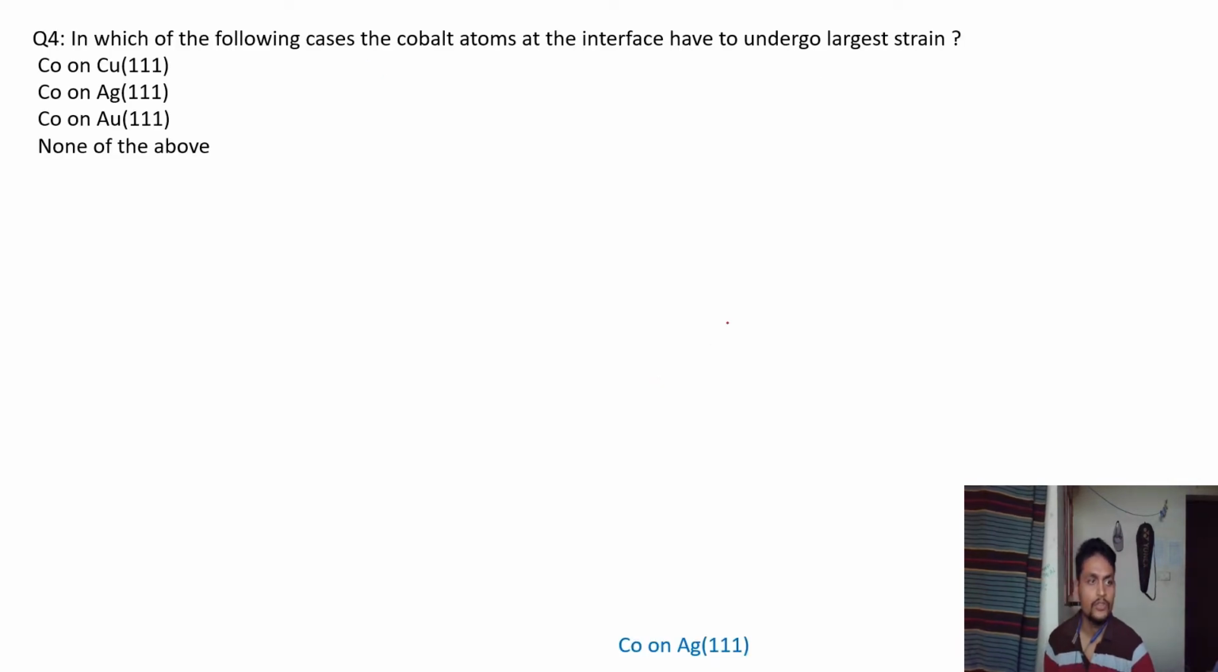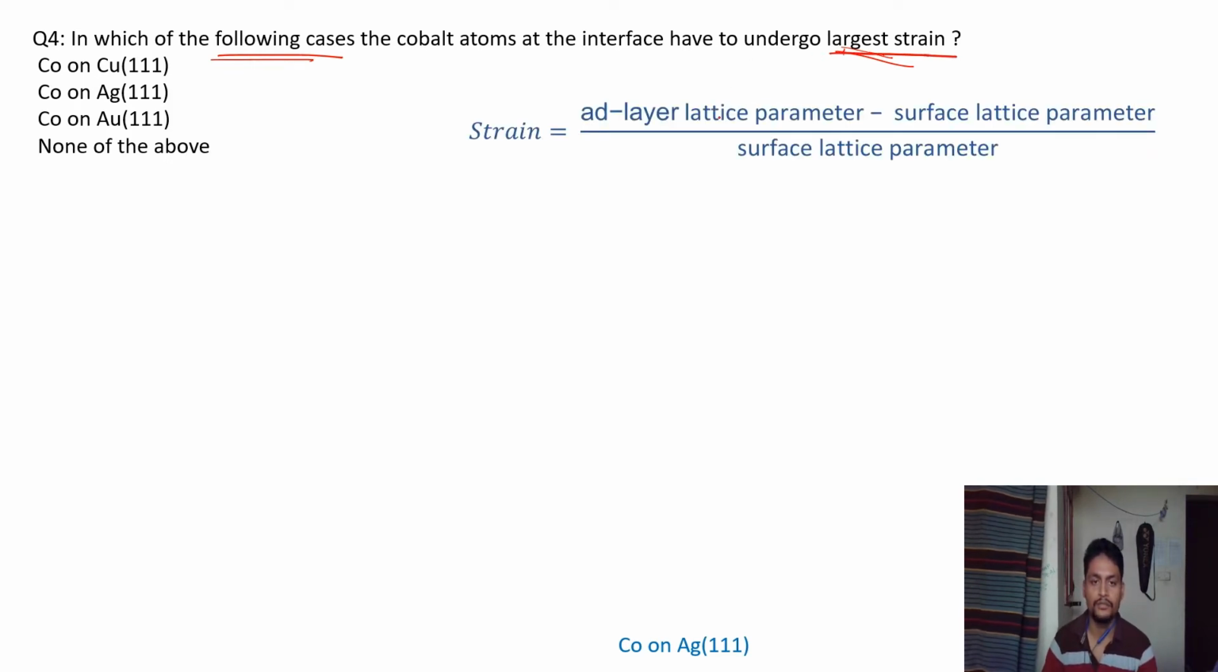Now come to the next question. That is question number 4. What is written? In which of the following cases do the cobalt atoms at the interface have to undergo the largest strain, right? Largest strain. So to answer this, we need to know what strain is. It is already discussed in the lecture.